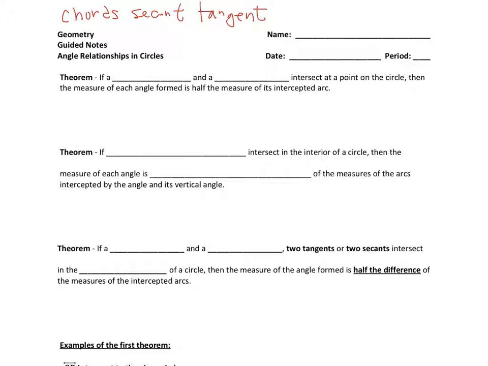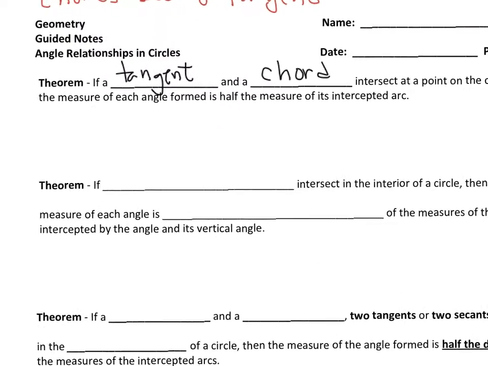So our first theorem says this: if a tangent and a chord intersect at a point on the circle, then the measure of each angle formed is half the measure of the intercepted arc. So let's kind of draw a picture of what this would look like.